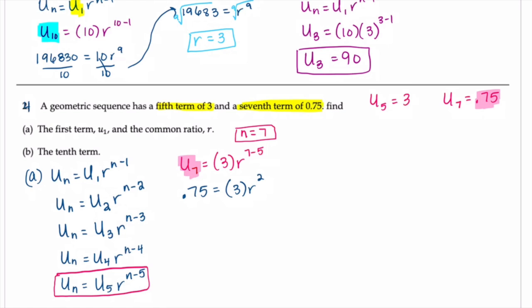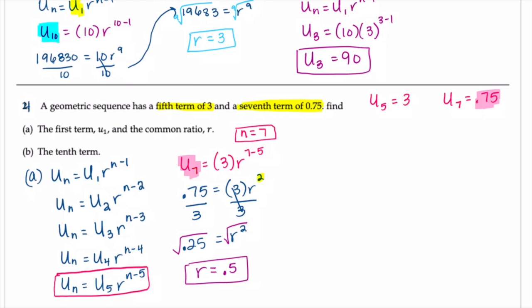And let me think about this. This exponent here is telling us that in order for me to go from the fifth term to the seventh term, I am multiplying the common ratio 2 times. So it does make sense. At this point, all we have to do is just solve for r. So I found the common ratio to be 0.5.